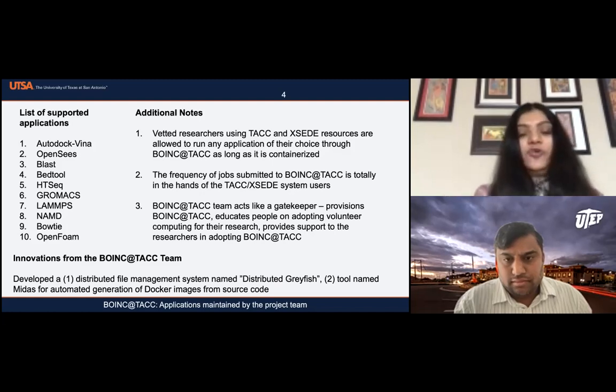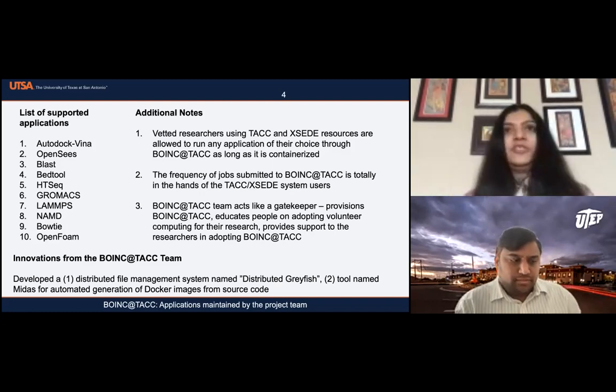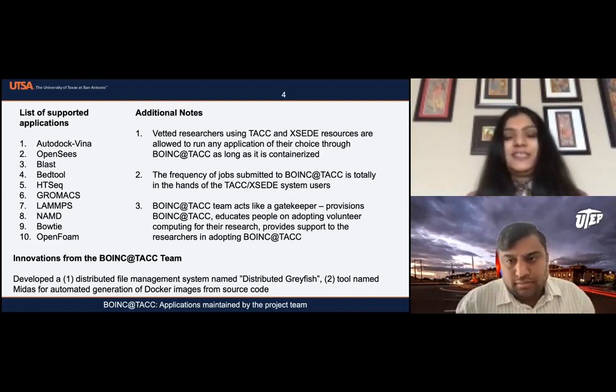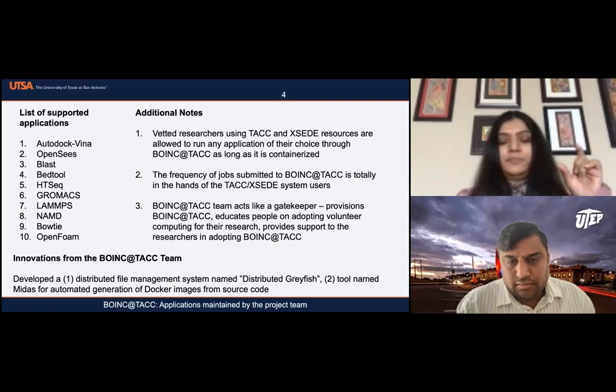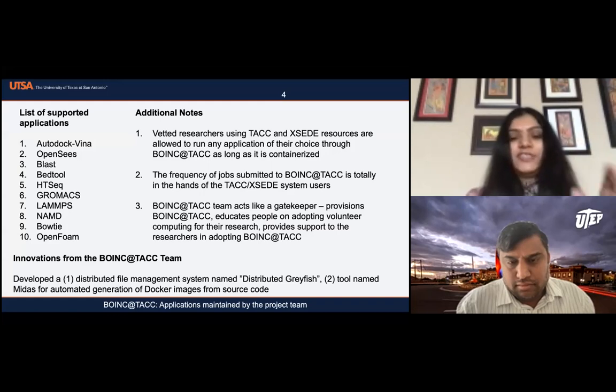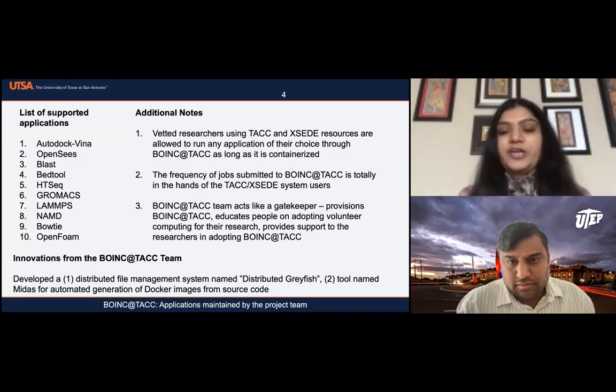And some of the innovations that we made technically while implementing BOINC attack are distributed Greyfish, which is a distributed file management system. We ran into a challenge that the virtual machine that's hosting the BOINC server ran low on space. While we were assisting Suman with his research, we realized there were several GBs of data that would be produced as a result. So we ran into an issue of how to extend the file system associated with BOINC attack without bringing down any of the services. So we innovated a tool called distributed Greyfish that's available from our Git repo.